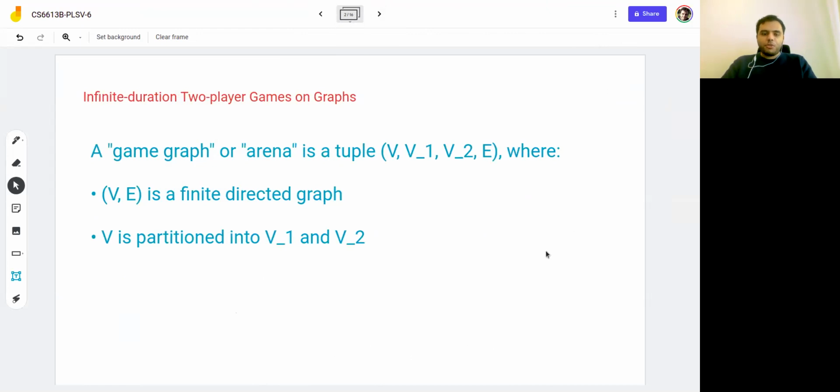So let's start by defining what we mean by a game. The kind of games that we are going to look into are games that are played on graphs. A game graph or an arena is basically a tuple, and it contains a finite directed graph, which we show with the set of vertices V and the set of edges E. Also, because it's a two-player game, the set of vertices is partitioned into 2 different sets, V1 and V2. The intuition behind this is that we think of V1 as the set of vertices that belong to player 1, and we think of V2 as the set of vertices that are under the control of player 2.